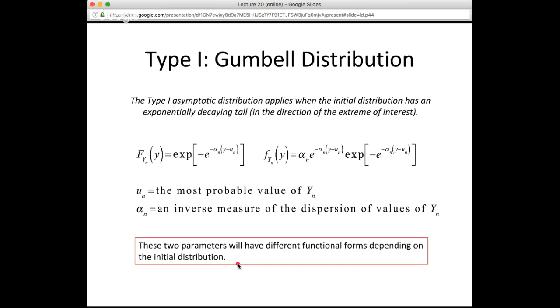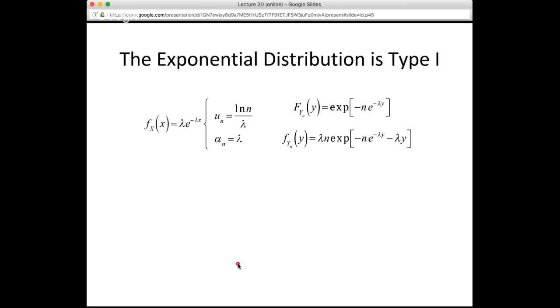So if the parent distribution is an exponential, as we'll see, you get one form of these two parameters, or one set of expressions. And if the parent distribution is, say, a normal distribution, you would get another form of these two parameter values. In fact, let's look at that. As pointed out in the book, and remember, the type 1 applies to the case where you have an exponentially declining tail in the parent population. And of course, the exponential distribution is exactly an exponentially declining tail. And so that would be a case where the exponential distribution would give rise to a type 1 extreme distribution.